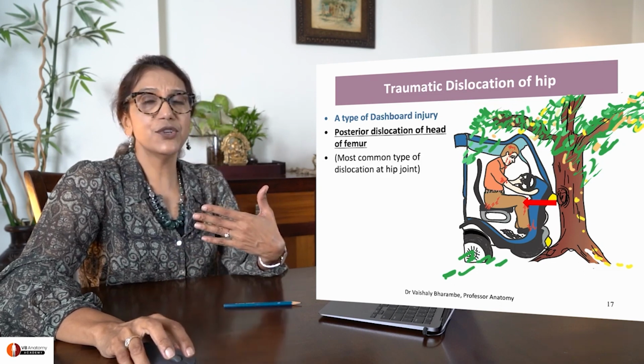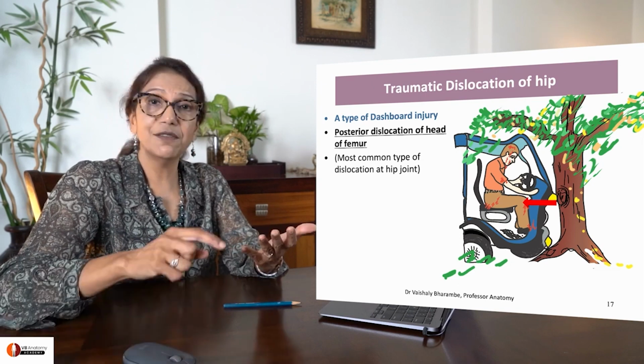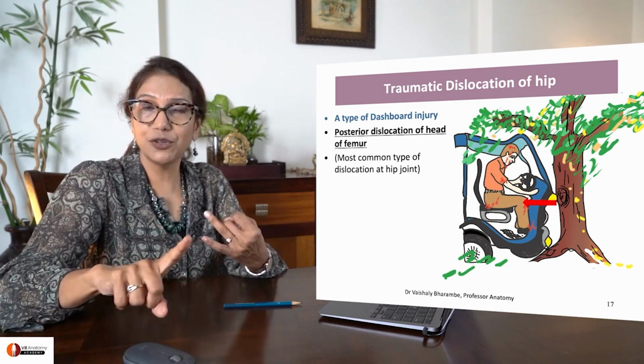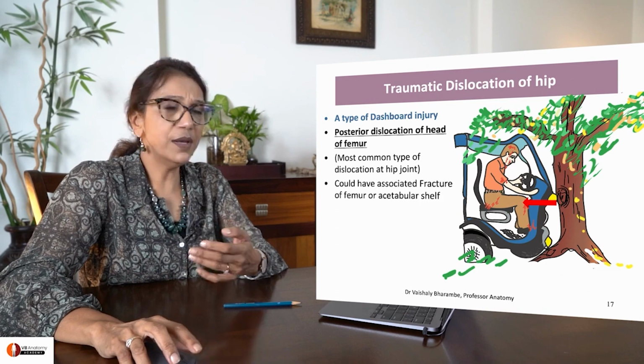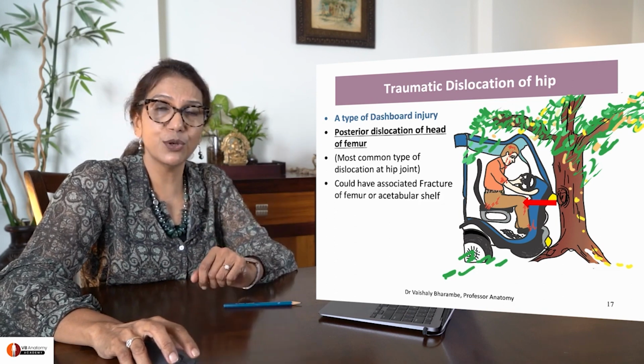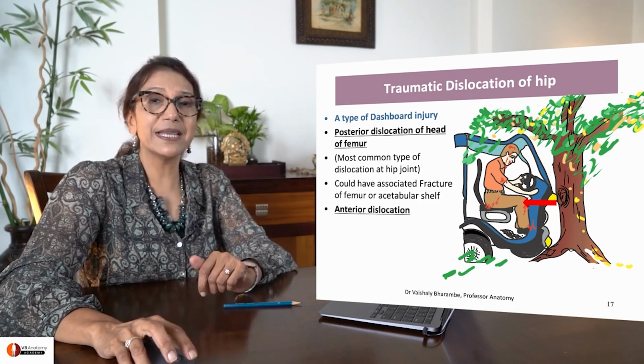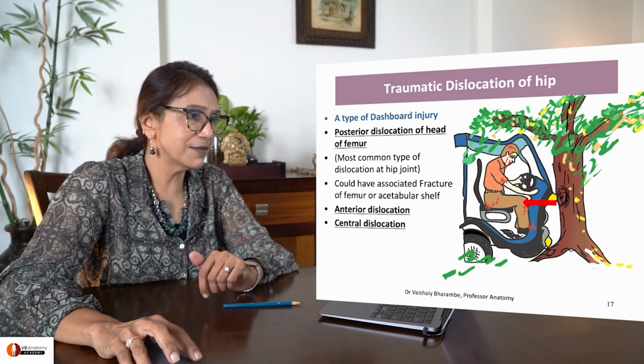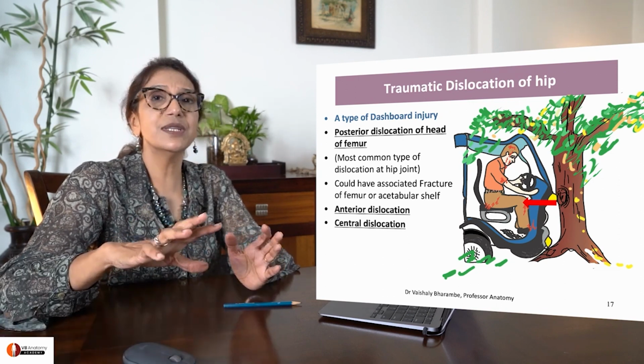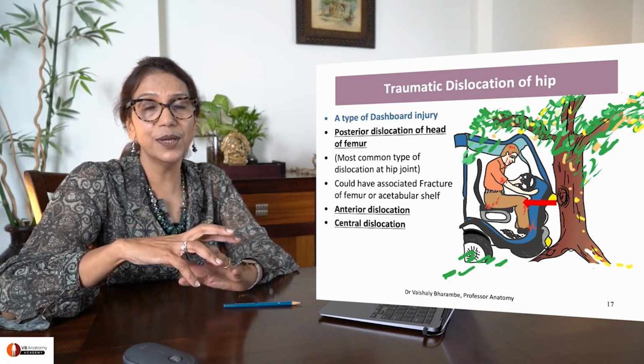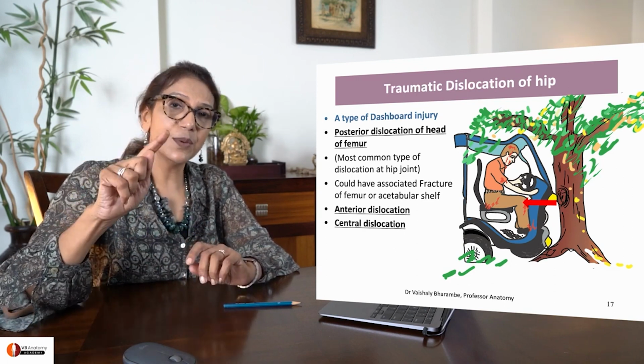This posterior dislocation can be associated with a fracture of femur, with a fracture of acetabular rim. Or it may not be, it may just be a dislocation. You can also have massive anterior dislocations, massive central dislocations associated with bad injuries. Okay?